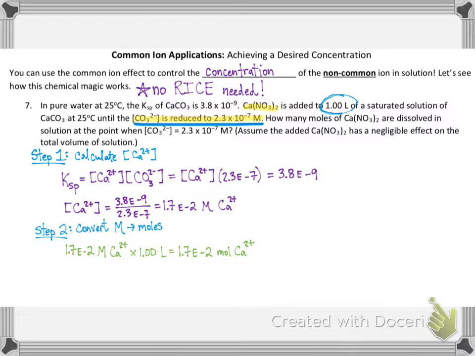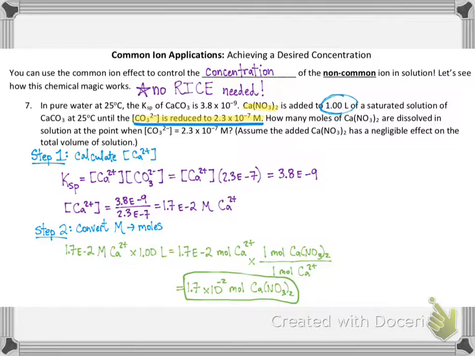So I have moles of calcium ions, but I want moles of calcium nitrate. Well, there's only one calcium in calcium nitrate. Remember, even if it's a 1-to-1 mole ratio, you still have to label your ratio and show your work. But of course, the math is really easy, no calculator required. So we would need to add 1.7 times 10 to the negative 2 moles of calcium nitrate.